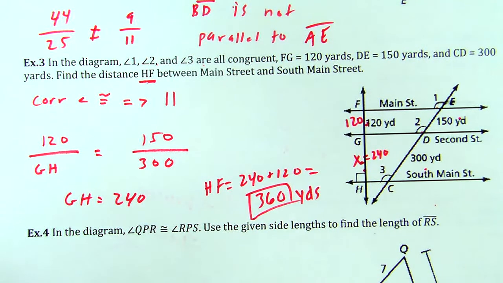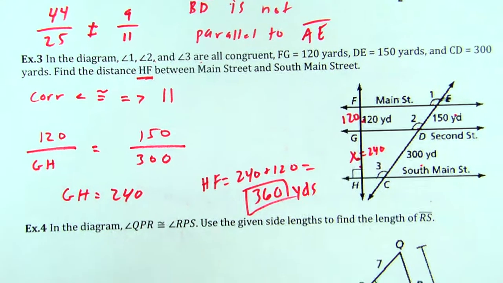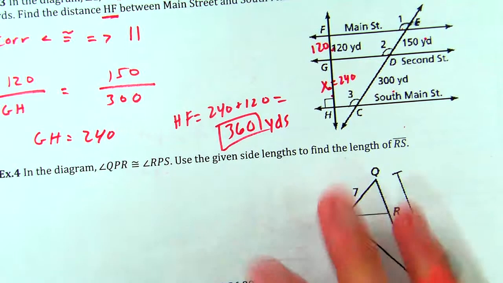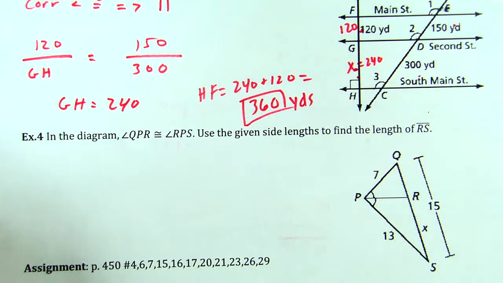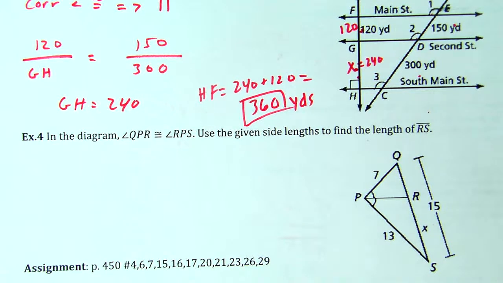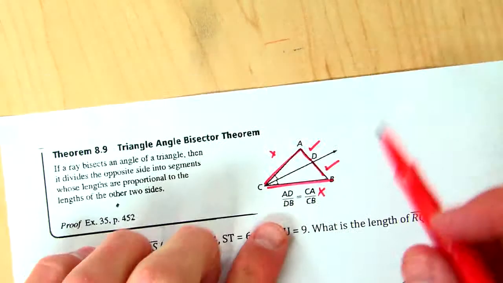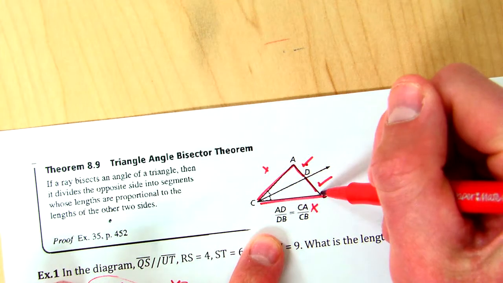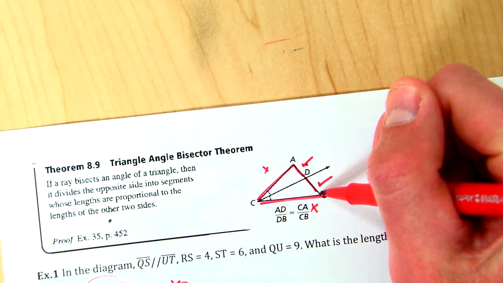Awesome. And we'll do one more in example 4, using the angle bisector theorem. In the diagram, you know that there's an angle bisector going on, so we know that we can use theorem 8.9. Use the given side lengths to find the length of RS. So if you remember what we know from the angle bisector theorem, this one over this one is going to be the same as this one over this one. So let's set that up.